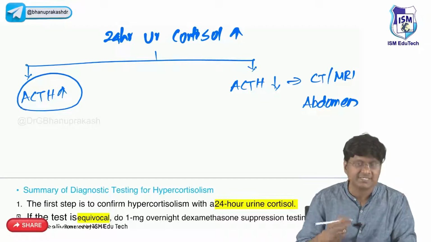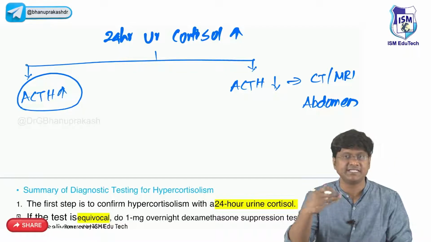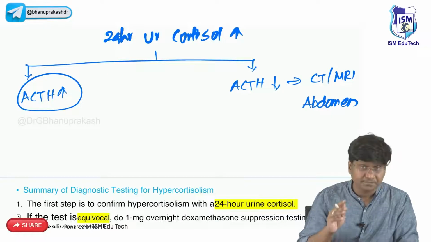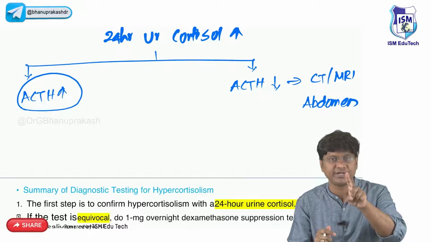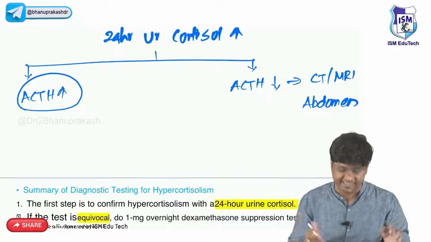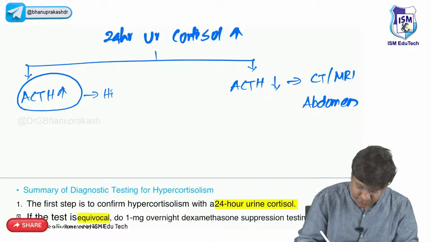And if ACTH levels are elevated, that tells you it is ACTH dependent type of Cushing's. So now, in ACTH dependent type of Cushing's, you have two sources. One is pituitary adenoma, the other one is ectopic ACTH secretion. So here you need to do a high dose dexamethasone suppression test.